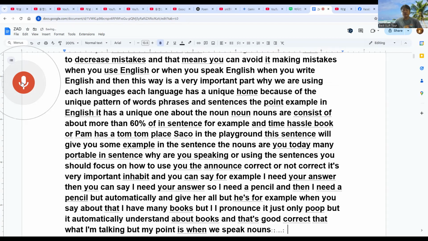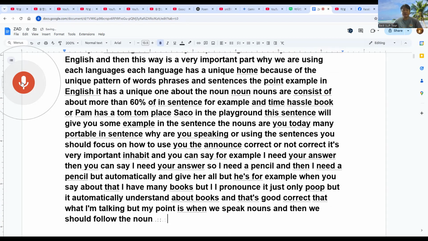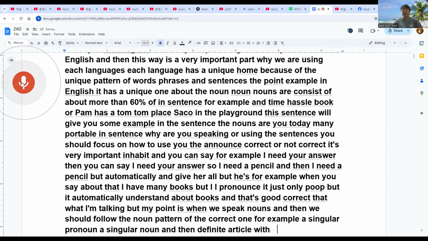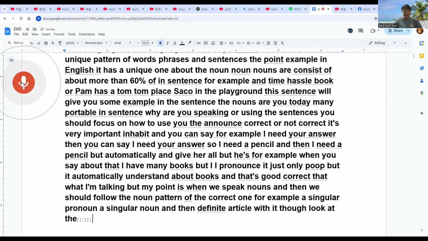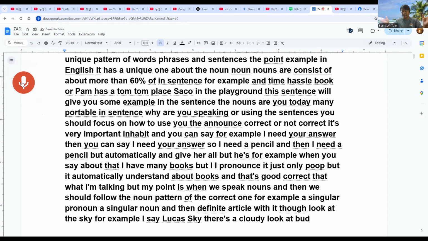But my point is, when we speak nouns, we should follow the correct noun pattern. For example, a singular noun with the definite article the. Look at the sky. If I say, look at sky, or look at bird, or look at house, that is not correct. Look at the house is a correct sentence.